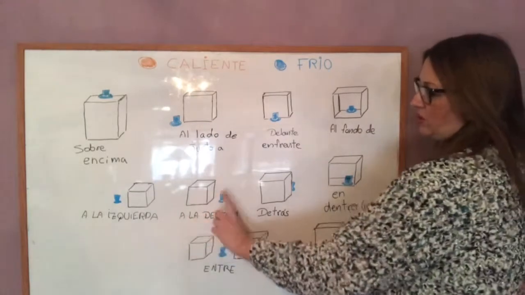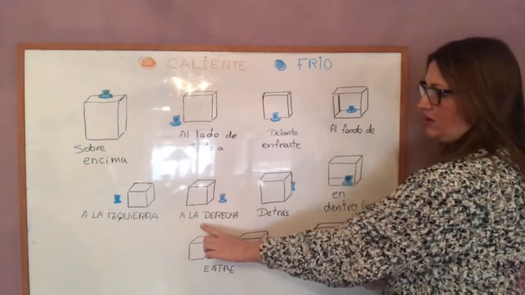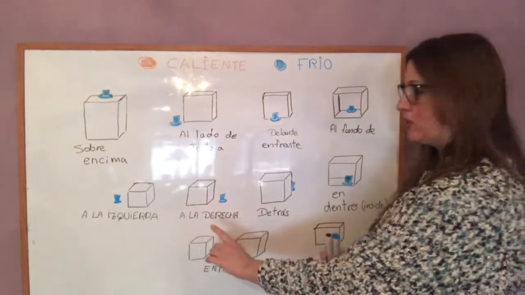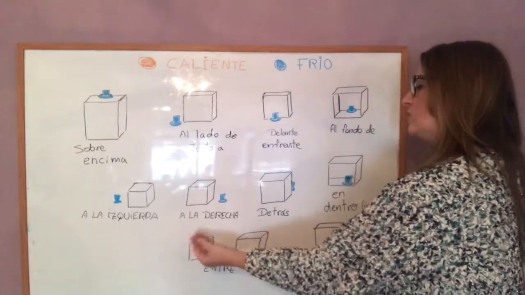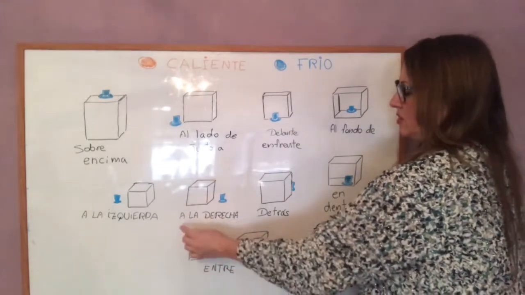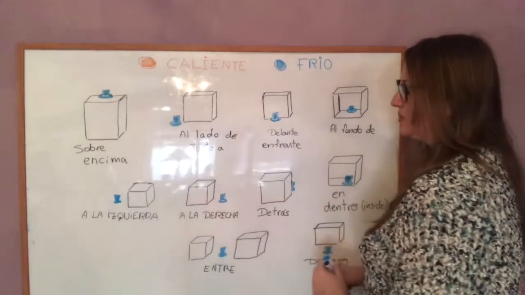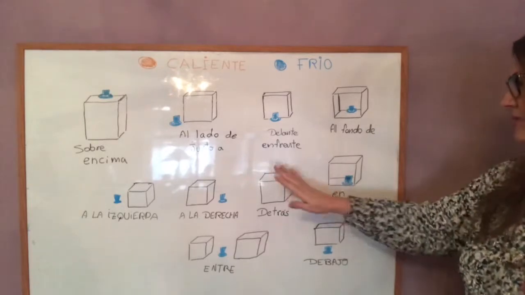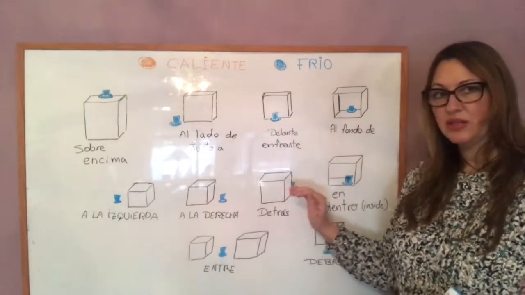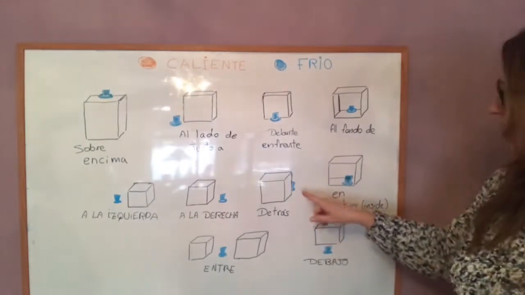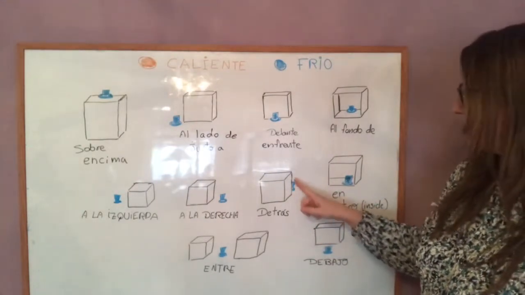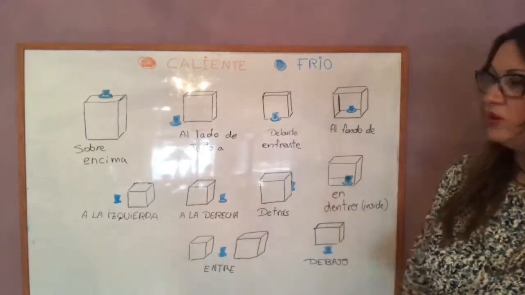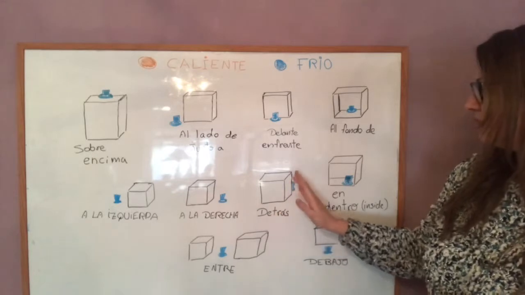Next one, the opposite direction is on the right. The right in Spanish is called derecha. So it's to the right, a la derecha, to the right of the cube. A la derecha of the cube. Next image, detrás. Detrás means behind. Here I've drawn the blue hat behind the cube. Detrás del cubo.